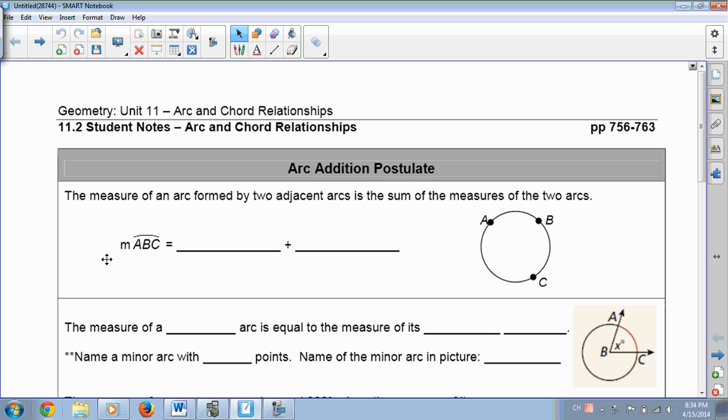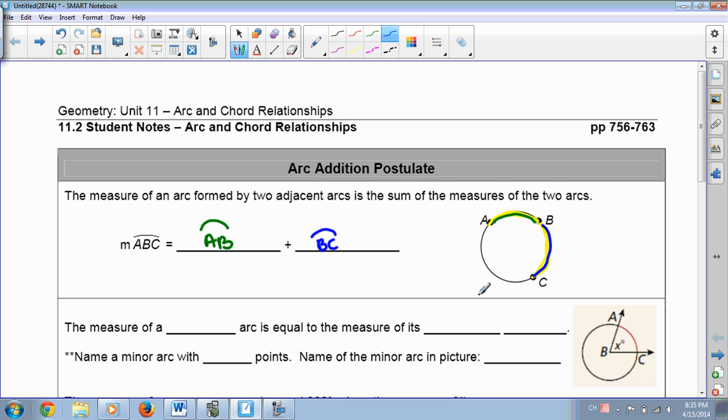So the measure of arc ABC, so let's see, where is ABC? Arc ABC, so A to B all the way to C. That big arc right there is made up of two smaller arcs. And those two smaller arcs are, the first one is from A to B, and the second one is from B to C. So we would say that arc AB plus arc BC make up the whole arc of ABC.